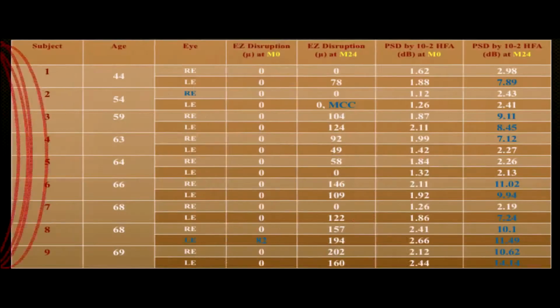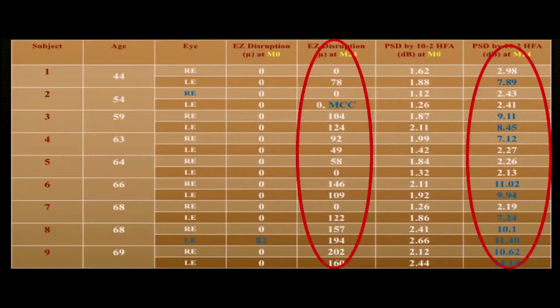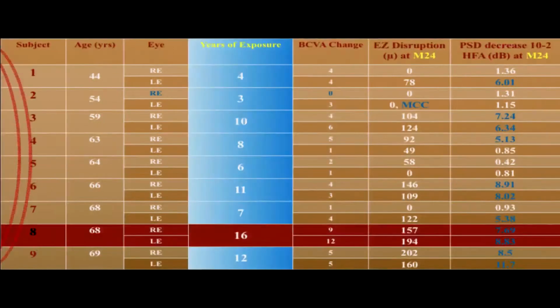were statistically highly significant. Now, if we look at the ellipsoid zone disruption at inclusion, that is month 0, only 1 eye had an 82 micron disruption, whereas at the end of the study, more or less all the eyes had ellipsoid zone disruption, and the pattern standard deviation also had increased in all the eyes, and those in blue are the ones which showed a statistically significant increase.